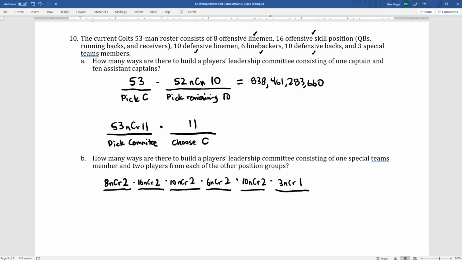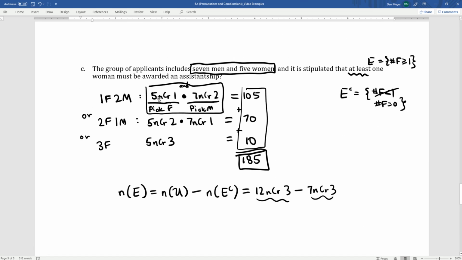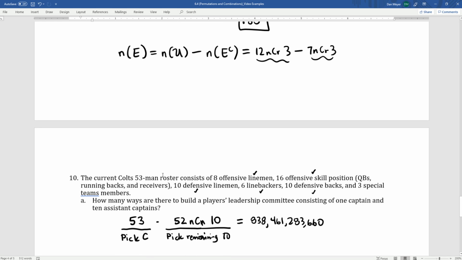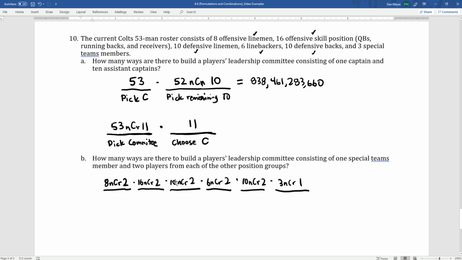All right. So again, in earlier problems, we just had our selection set partitioned into 2 pieces. Here, our selection set of 53 men is partitioned into 6 pieces. And that's why we have six stages in our multiplication principle problem. Now, real quick, I want you to think about, should this number be bigger than 838 billion or should it be smaller? And if you need to pause the video, pause it to think about it.